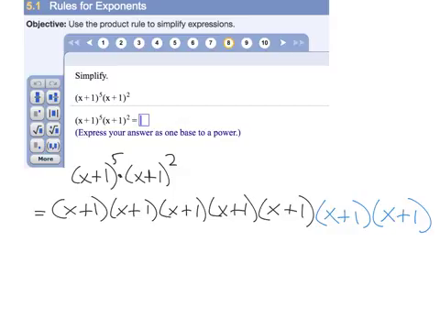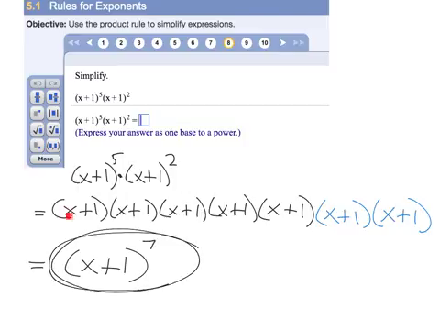Now we're going to condense it again. We're going to mush them together because what do we have? Well, we have x plus 1 quantity, so I have to remember to put the parentheses, raised to the 7th power, because that's how many of them are being multiplied by each other.